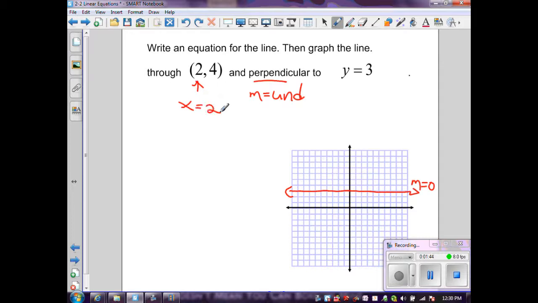And I can graph that in a similar fashion as our y equals 3. So here is our right angle. This one has a slope of 0. This one has a slope that is undefined. If I wanted something that was parallel to y equals 3, I could use the y value of 4 and just graph that. Again, this line passes through 2, 4.